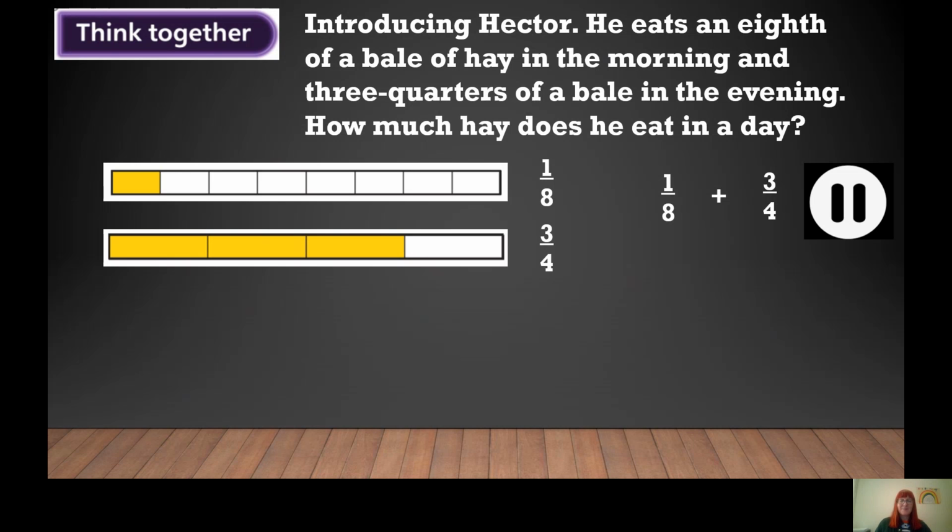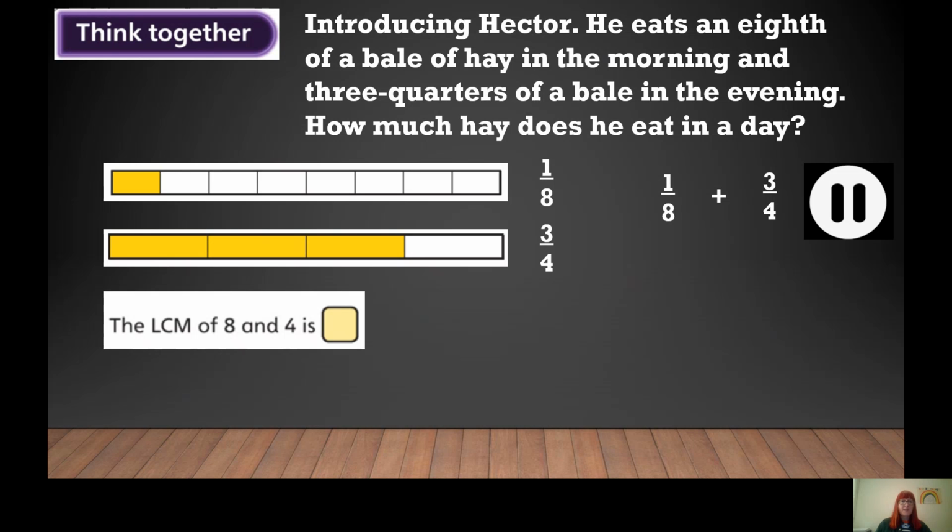Okay, here we go. Are you ready? So before you paused, I asked you to find out what is the total of 1/8 plus 3/4, which would represent the amount of hay that Hector the horse eats in a day. So the first move is to think about the lowest common multiple. So what multiple is common to 8, the denominator in 1/8, and 4, the denominator in 3/4? Well, the lowest common multiple of 8 is simply 8. The lowest common multiple of 4 is 4 and 8. So it looks to me the common multiple that links both of those fractions is 8.